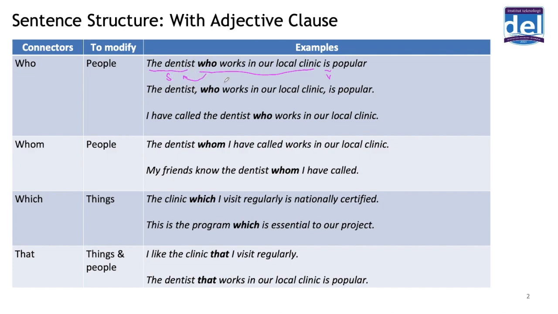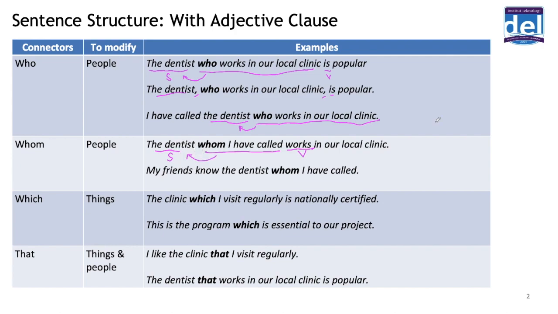It is also possible to put an adjective clause which is set off by commas like this. Or maybe you can use an adjective clause at the back of the sentence to explain the object, which is the dentist. The second, we've got whom. It also explains people. So this is the subject, this is the verb. So the main sentence was actually the dentist works in our local clinic, but you want to give additional information about the dentist. So you say the dentist whom I have called works in our local clinic. This adjective clause explains the dentist.